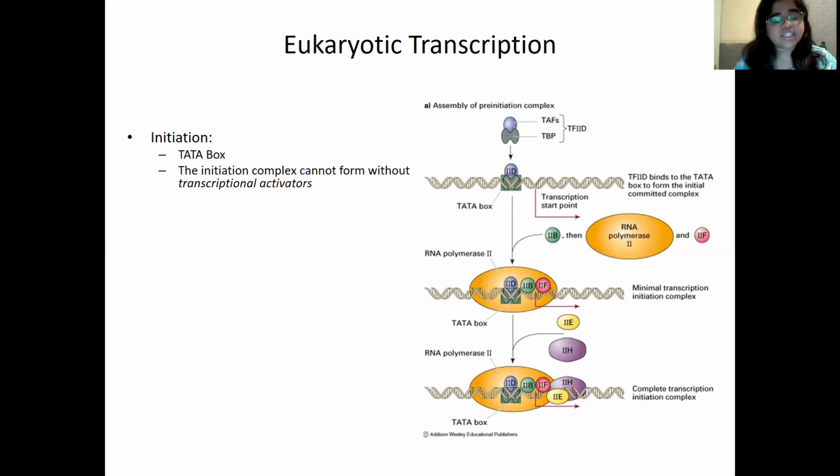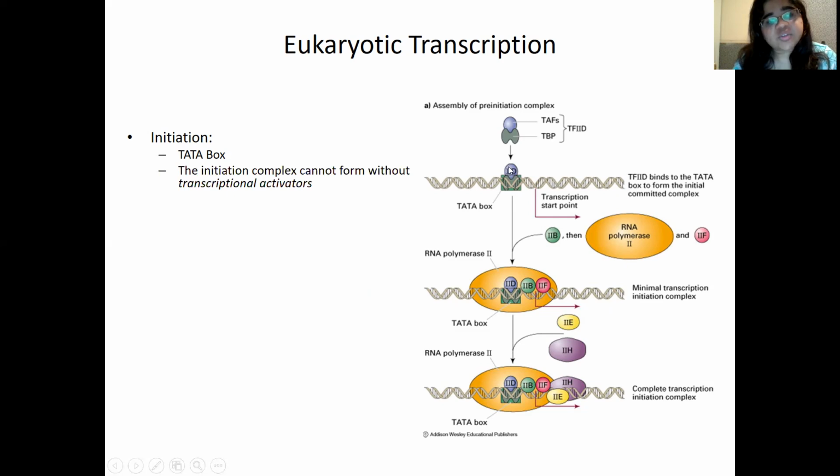So it's called a TATA box. The TATA box comes in, and this process cannot start without the transcriptional activators. So these guys are the TAFs, the transcription factors, activation factors. And this guy over here is the TATA box binding protein. So there are a couple of other transcription factors that actually bind to the TATA box. So this is the TATA box here.